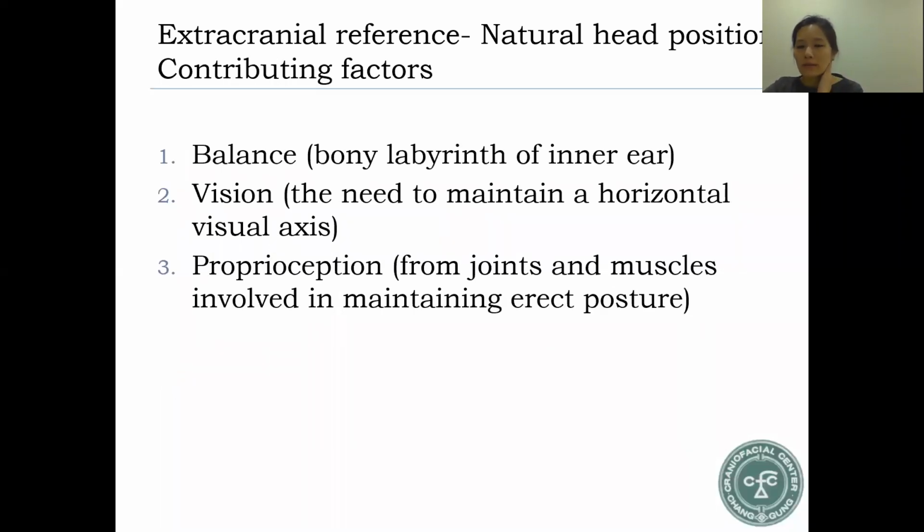There is also no consensus on the contributing factors for natural head position. Personally, I prefer the simpler concept. That is, natural head position is a physiological position established early in life and influenced by balance, vision, and proprioception. I prefer not to consider the pathological and the psychological factors because those factors might be corrected or improved after treatment.